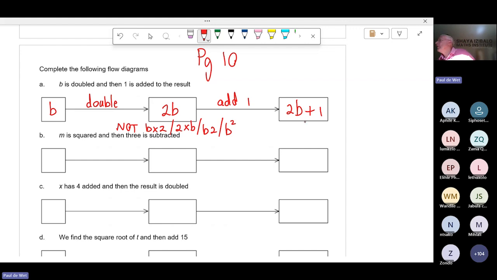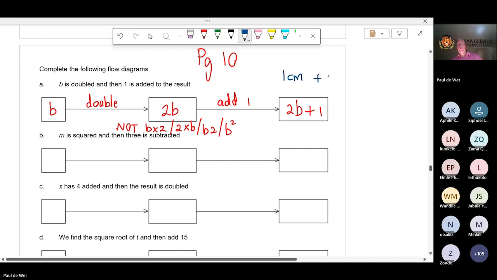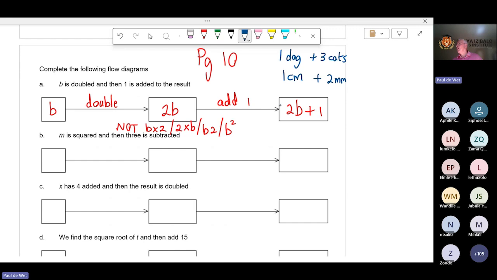So, Elise, I'm hearing you say 3B. You can't add these two things. These are different types of things. It's a little bit like saying 1 centimeter plus 2 millimeters, or it's a little bit like saying 1 dog and 3 cats. You can't add that. They're different things. Some of you understand what we call like terms.